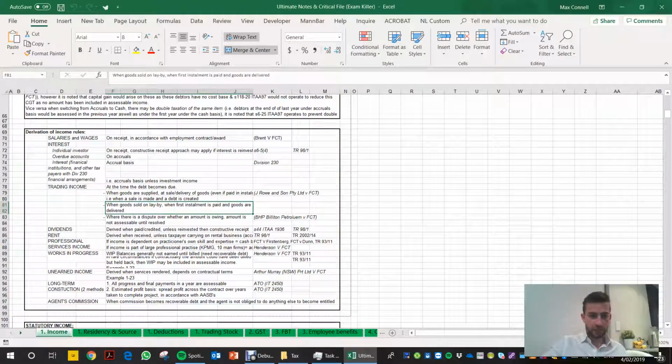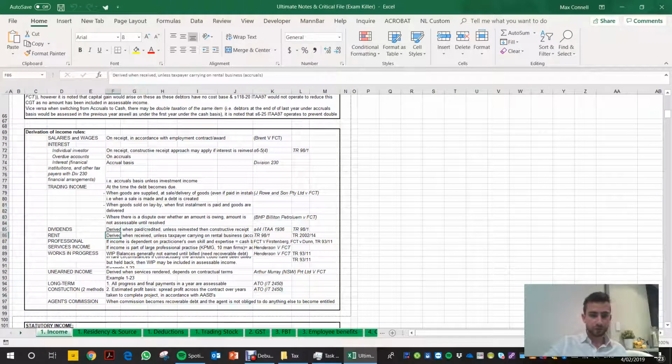When goods are sold on lay-by, it's when the first installment is paid and goods are delivered. This is a very specific example that you need to remember. Where there is a dispute over an amount owing, the amount is not assessable until resolved. Fair enough, BHP Billiton versus Petroleum. What about dividends? Dividends are recognized when paid or credited. The trick is it's not when it's announced, it's when it's actually paid or credited. Unless, of course, it's reinvested. Then it's constructive receipt, which means it's when you instruct them what to do with it. That's section 44 and tax ruling 98/1.